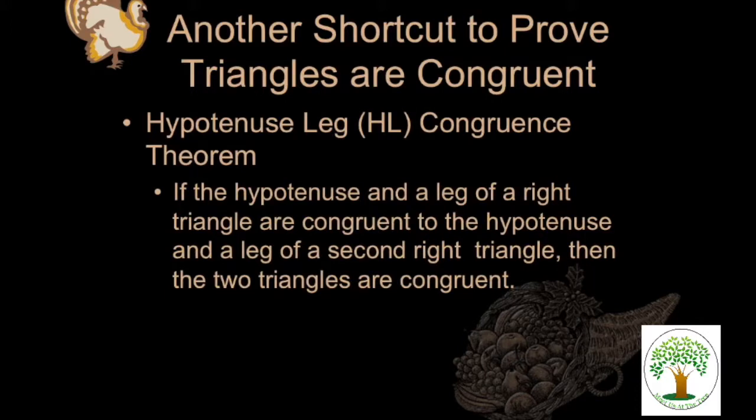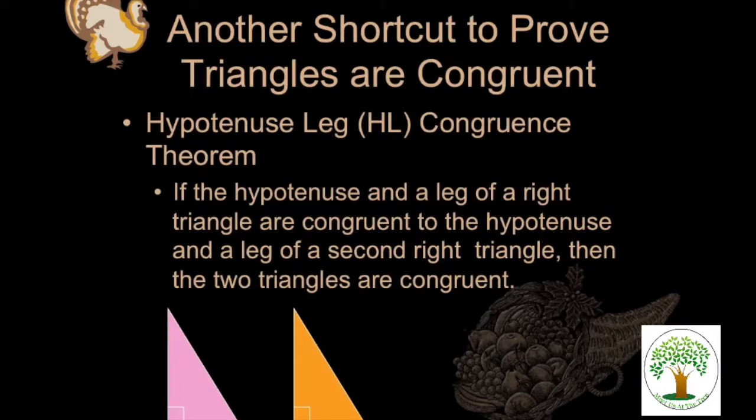I want you to notice that we have to have a right triangle for this. And then we have the hypotenuse. Remember that the hypotenuse is the one opposite the 90 degrees. So the two hypotenuses, hypotenuses, have to be congruent. And then a leg has to be congruent to each other.